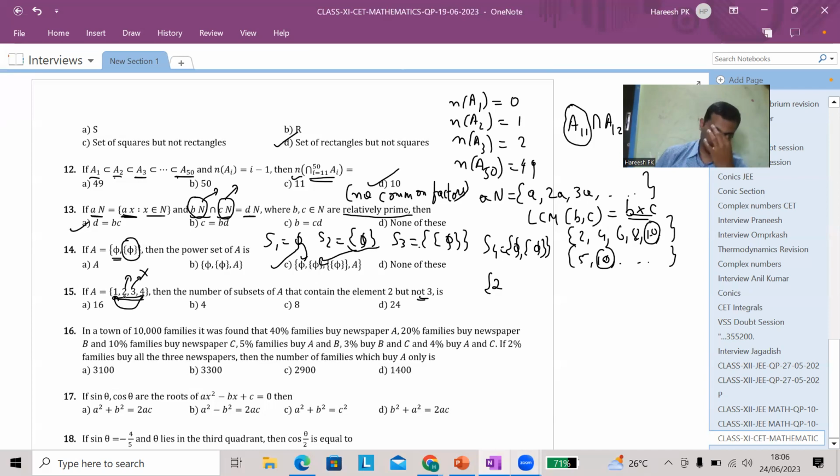That's okay. So the answer to this question is, because they are saying 2 should be there, 3 should not be there, you forget about those 2 elements completely. Now, with the remaining 2 elements, how many subsets can you make? So the answer is simply 2 power n, where n is the remaining elements. So how many remaining elements are there? These 2 are knocked out, so you just have 2 more. So 2 square, that's nothing but 4.